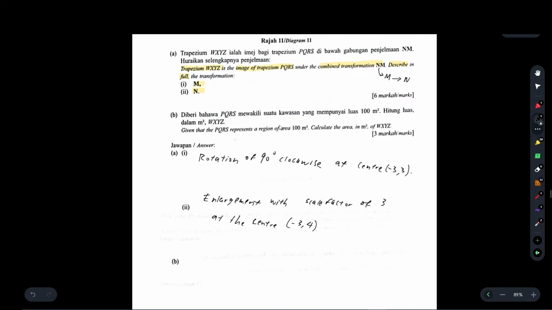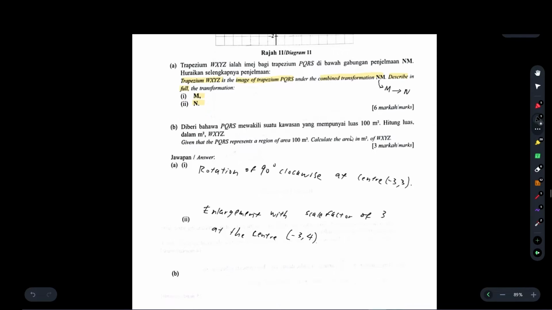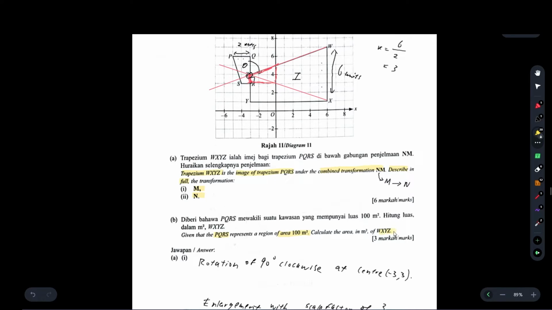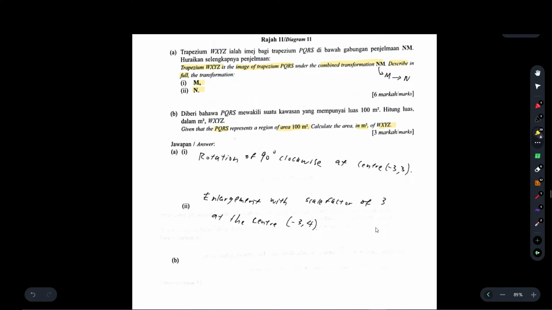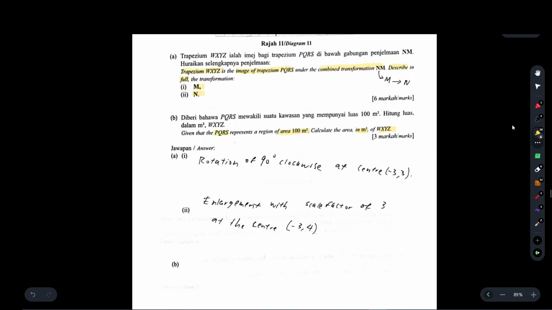For this kind of question, any possible answers are accepted. If it gives the same result, then it is acceptable, so you don't really have to follow my answer. Let's hop on to the next one. It says that PQRS represents a region of area 100 meters square, and now we're going to find the WSYZ area in meters square. So we have a formula for this.